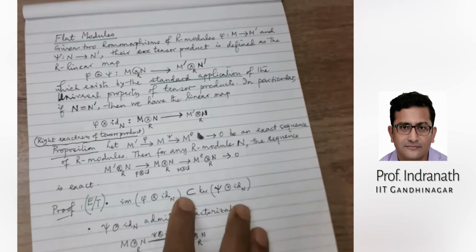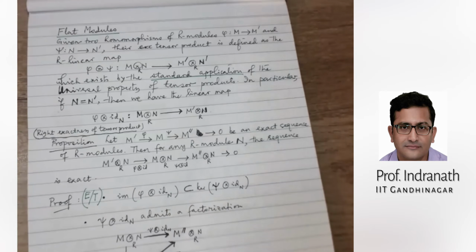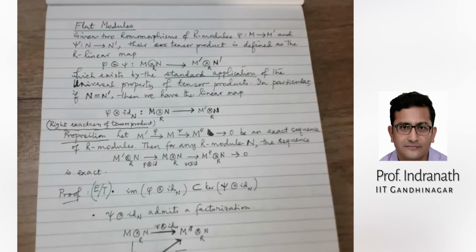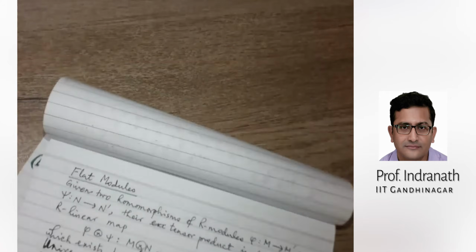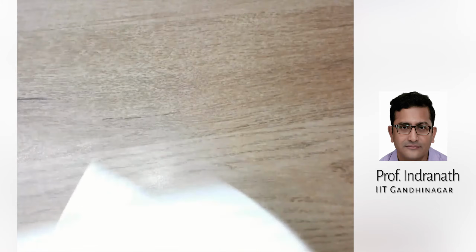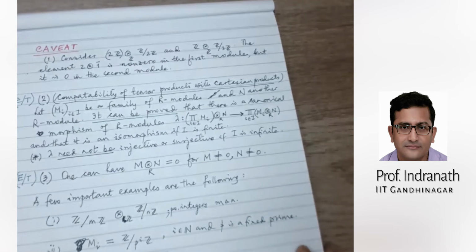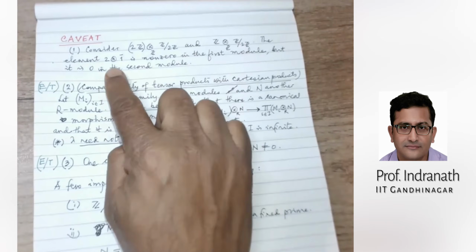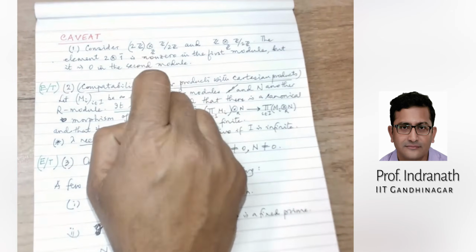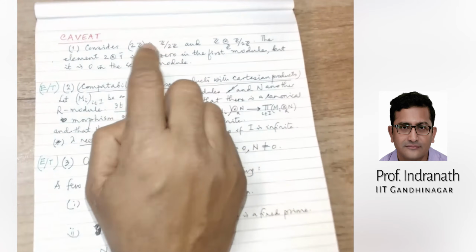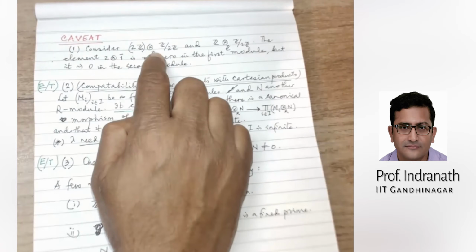Yes, please. In the example you're giving, where the element was non-zero in one and zero in the other, like 2 tensor 1 bar, why is it non-zero in the tensor product of 2Z tensor Z by 2Z? Like, how can we know that it's non-zero? Oh, you are asking why it is non-zero here? Yes, sir.